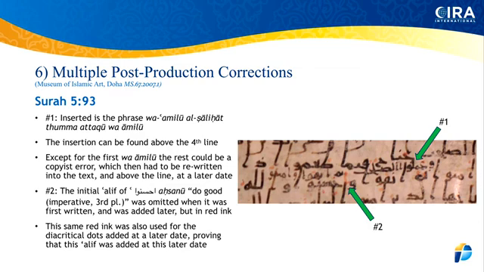The first one you're looking at, look at the green arrow over on the right, number 1. Go ahead and read what they've inserted there. They inserted وَعَمِلُوا الصَّالِحَاتِ ثُمَّ اتَّقُوا وَعَمِلُوا. You can see it's found on the fourth line there, except for the first وَعَمِلُوا. The rest could be a copyist error. That's true. It could easily have been put up there at a later date, which then had to be rewritten into the text and above the line, as I said, at a later date.